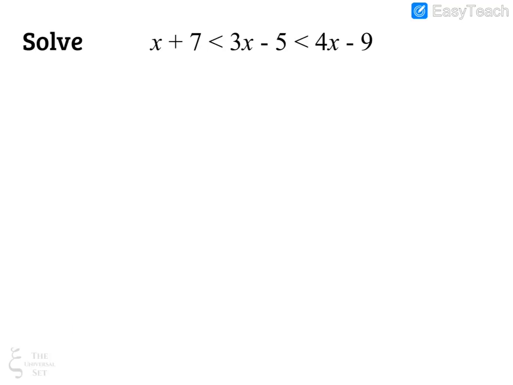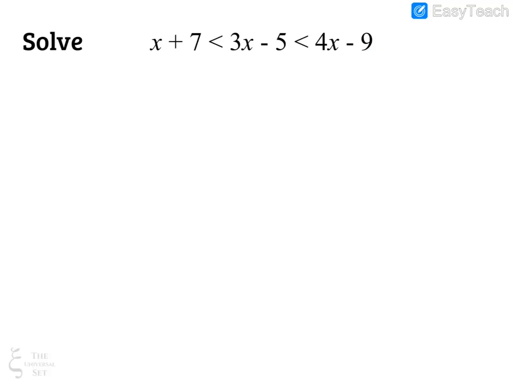And this looks pretty complicated, first of all, but what we're going to do is break it down into two parts. So let's think first of all about what this is saying. We want to find all the values of x for which x plus 7, when we take our number and add on 7, gives an answer that is less than 3x take away 5. So we took our number, multiplied it by 3 and took away 5. We want it to be less than this, but we also want this bit in the middle, the 3x minus 5, to be less than 4 times our original number, take away 9.